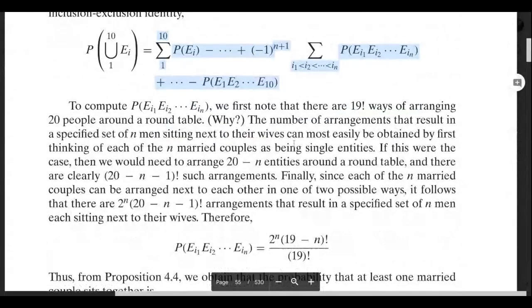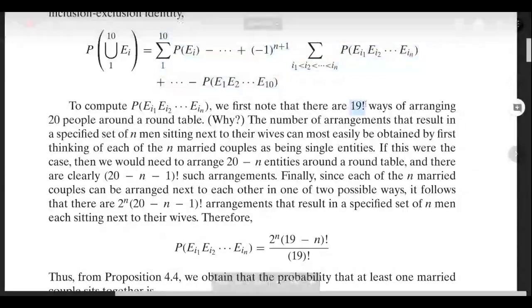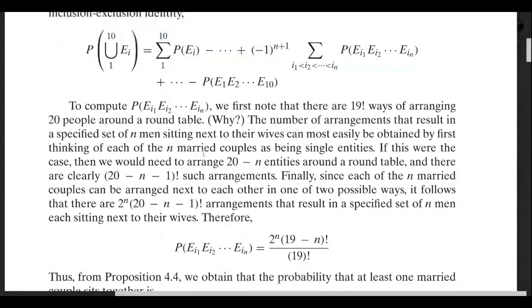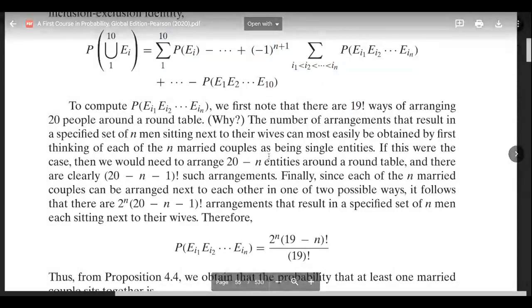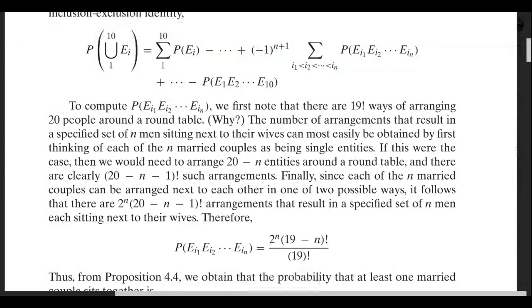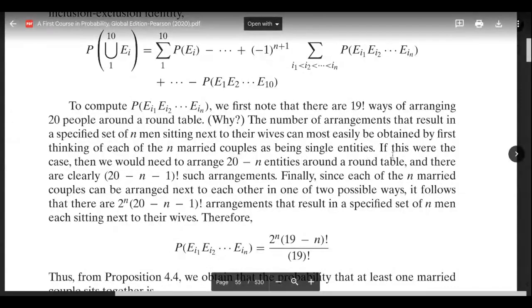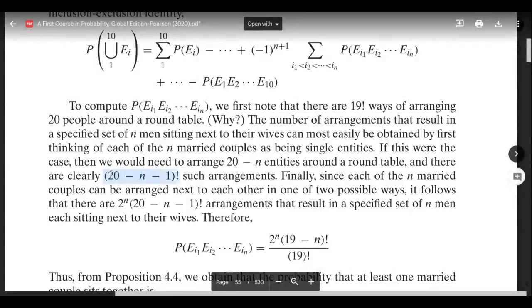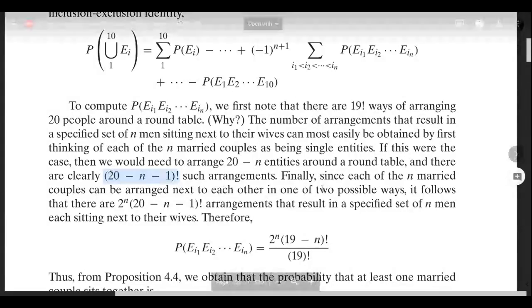So to compute this, we first note that there are 19 factorial ways of arranging 20 people around the table. Why? The number of arrangements that result in a specified set of n men sitting next to their wives can most easily be obtained by first thinking of each of the married couples as being single entities. Oh, okay, that's nice, right? If they all sit next to each other, we can consider each couple as one entity. If this were the case, then we would need to arrange 20 minus n entities on the round table. And there are clearly (20 minus n minus 1) factorial such arrangements.